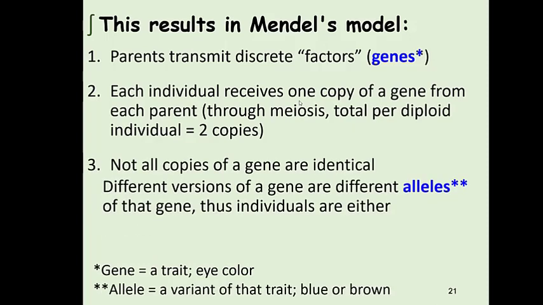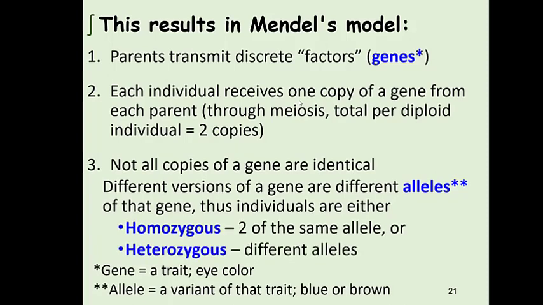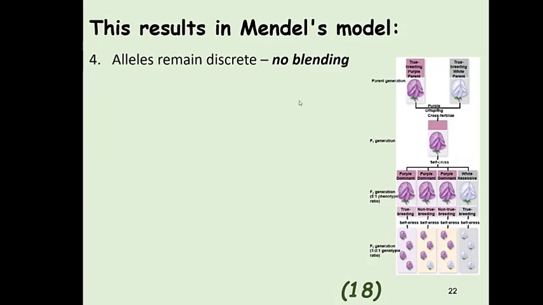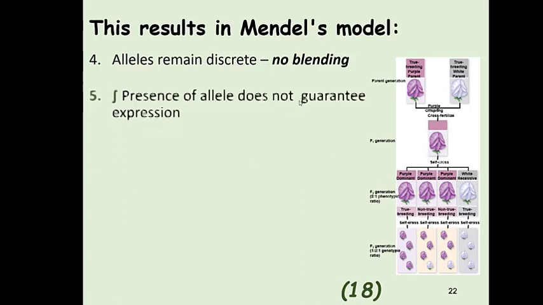And not all copies of a gene are exactly the same. There are different versions: blue eyes, brown eyes, green eyes. And when we talk about things that are homozygous, it means they have the same allele. If they're heterozygous, it means they have different alleles. Remember, homozygous, 2 brown eyes; heterozygous, a brown eye and a blue eye. We also know that the alleles remain discrete, no blending.